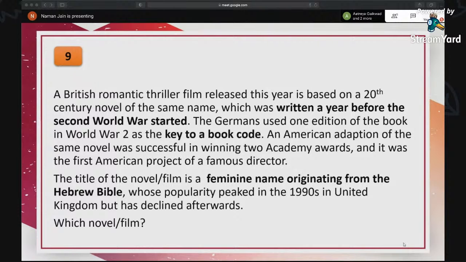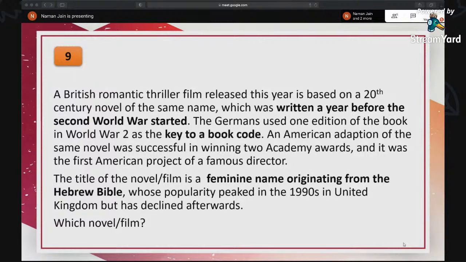And the Germans used one edition of the book in World War II as the key to a book code. So it was used as a "key". I should have put key in quotes. And an American adaptation of the same novel was successful in winning 2 Academy Awards.